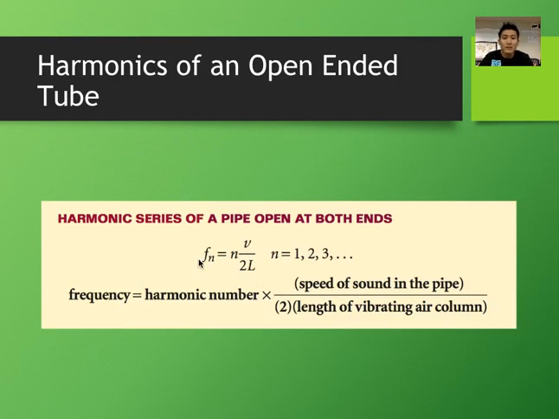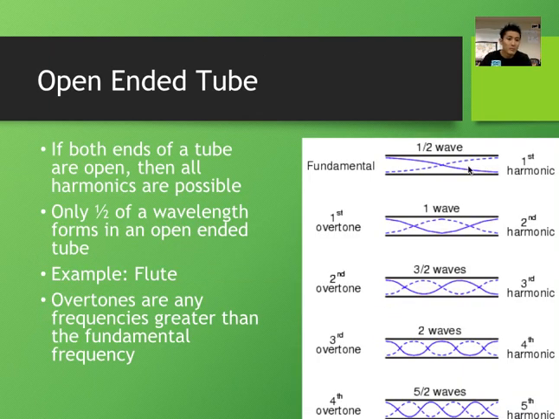And how do we put that into an equation? Same thing. The frequency, Fn, is equal to the harmonic number, 1, 2, or 3, times the speed of sound in the pipe divided by 2 lengths of that column, since whenever we're playing the flute, only half of a wavelength can travel in there.